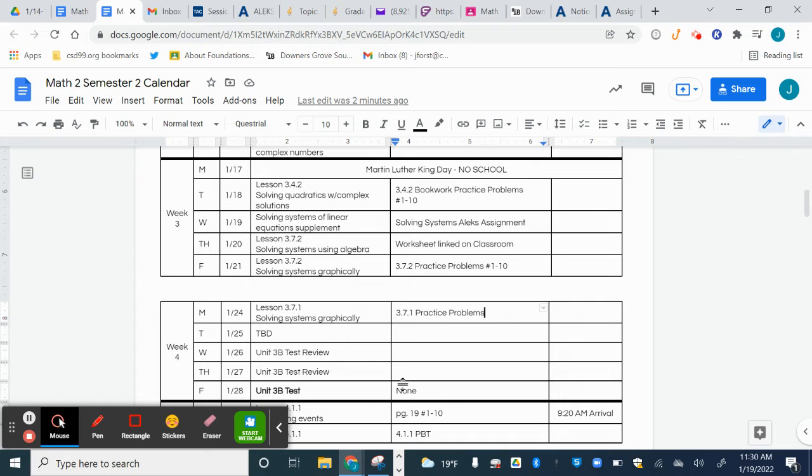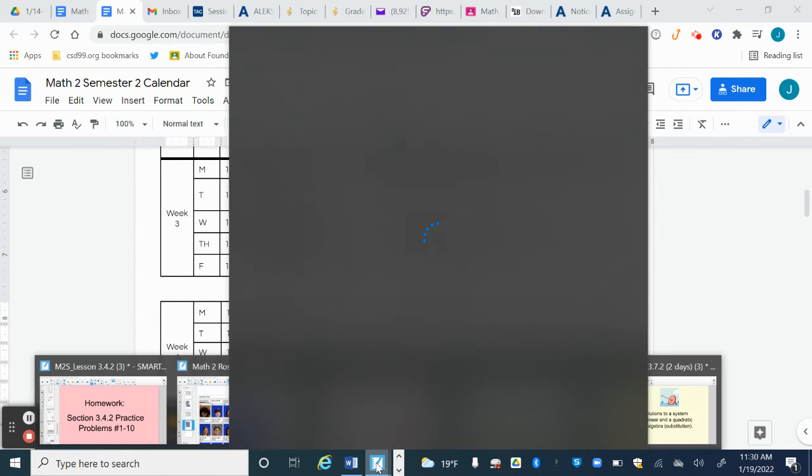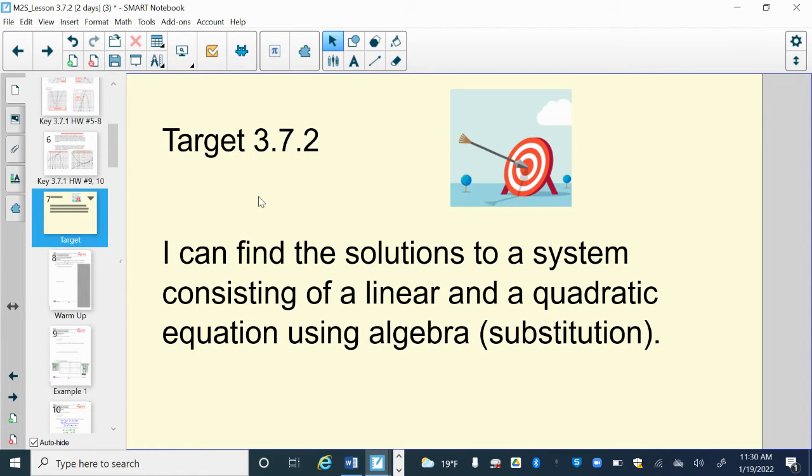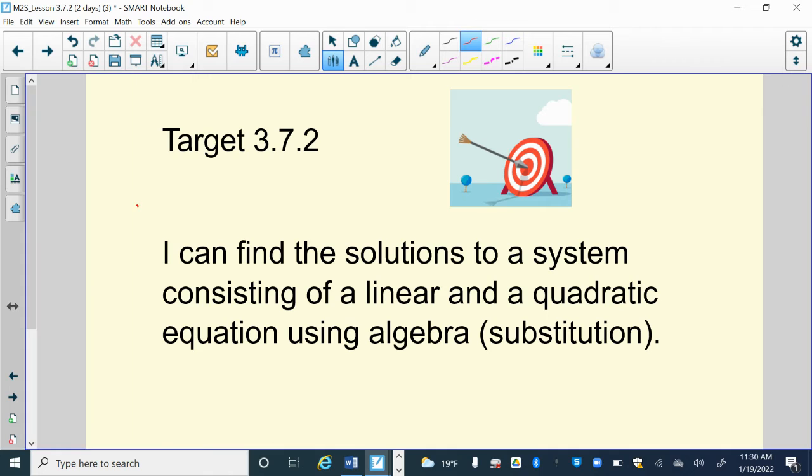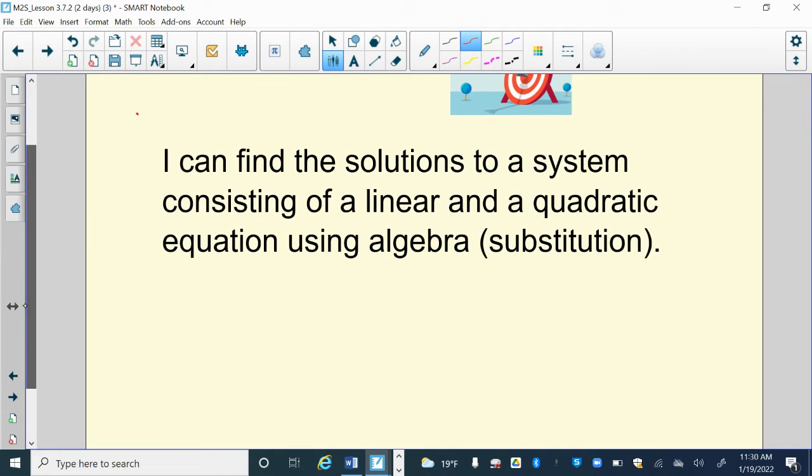If you guys want to get out your textbooks, we'll be in section 372 in there. So our target for today: we're going to find the solutions to a system consisting of a linear and quadratic equation using algebra. Okay. So we're looking at a linear and quadratic function together. Remember, the solution to a system would be the intersection points, the points in common between the two functions.